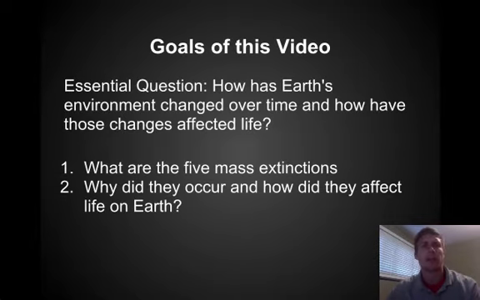So again, we're answering the essential question, how has Earth's environment changed over time, and how have those changes affected life? Specifically, we're looking at the questions, what are the 5 mass extinctions, and why did those mass extinctions occur, and how have they affected life on Earth?